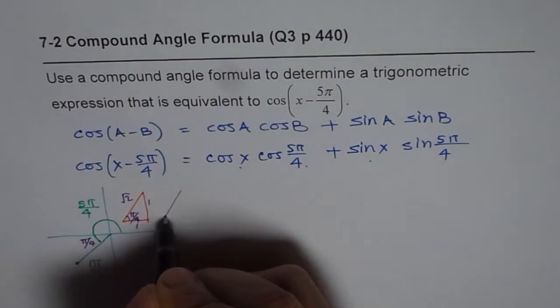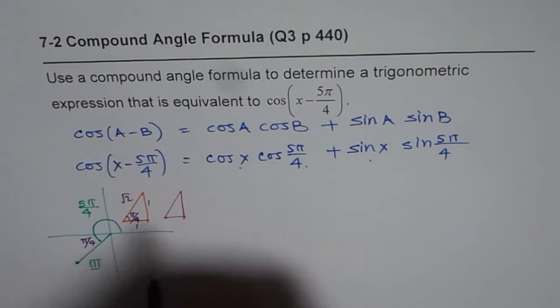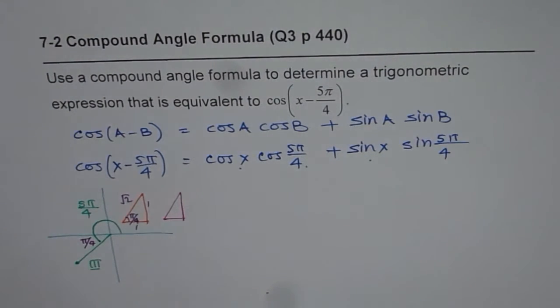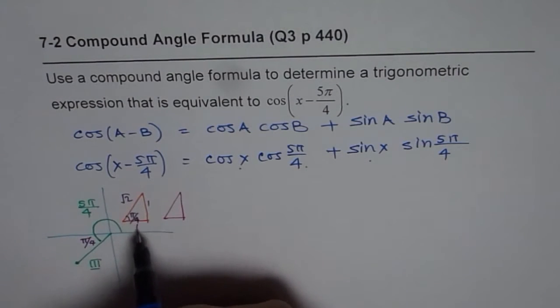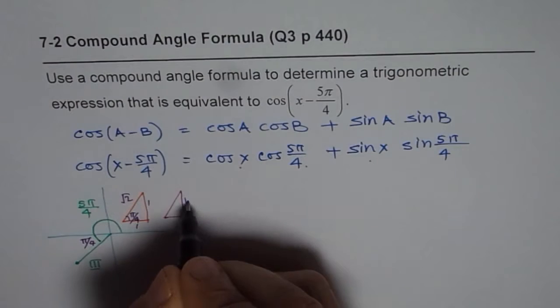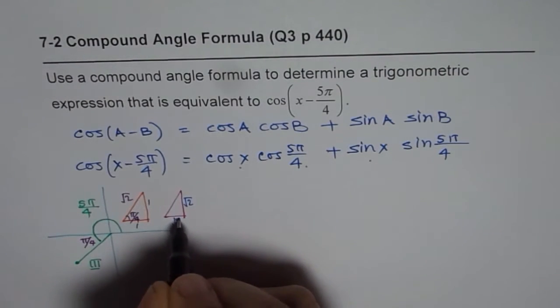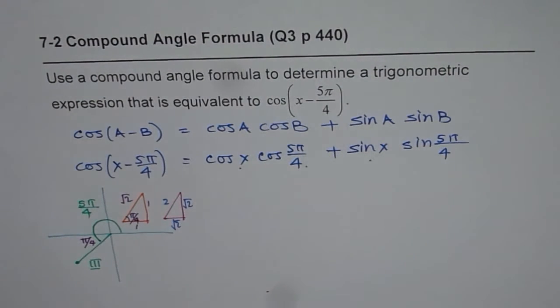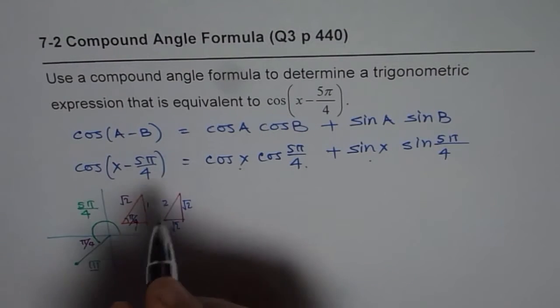So better values will be what? Let's multiply them by square root 2, which we always use to simplify our expressions. Square root 2, and 2, right? You will see why we are using it in this particular example.